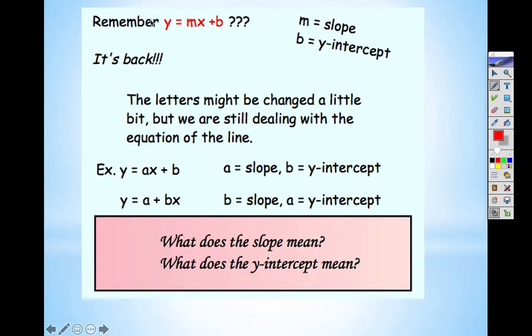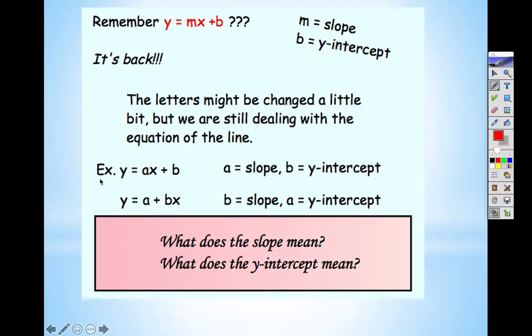Now remember lines from Algebra 1, lines from Algebra 2, lines from all of your algebra classes. Y equals mx plus b. M is attached to the x, so it's the slope. B is the y-intercept, meaning when x is 0, where would it cross the y-axis, called the y-intercept. This is back for our lines of best fit. Okay, we just changed the letters a little bit for this class. We don't use M, we use A instead. The letters might have changed a little bit, and you might see it in two different forms.